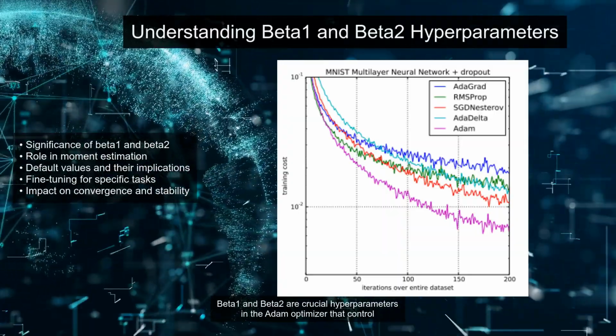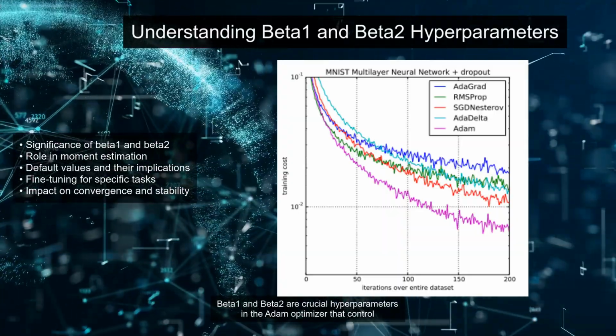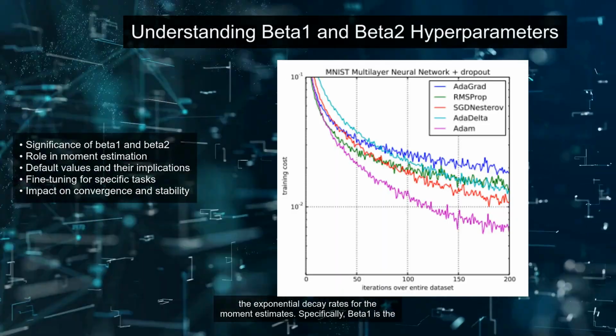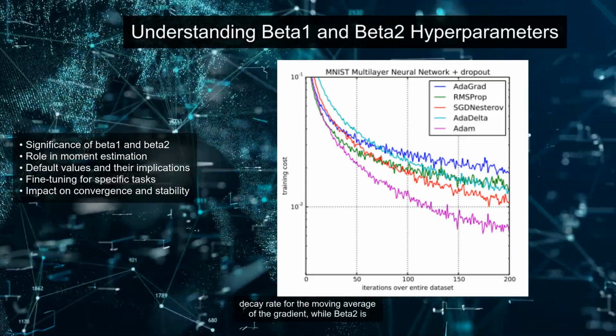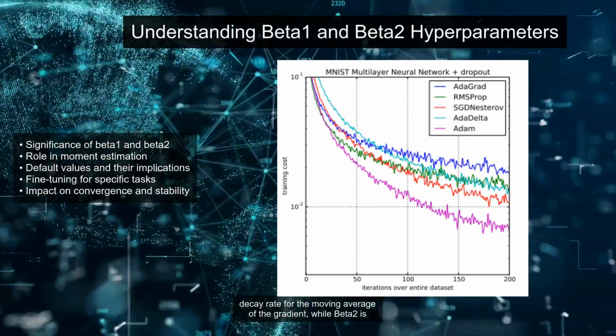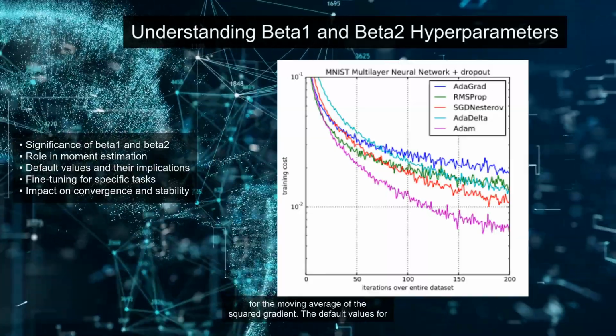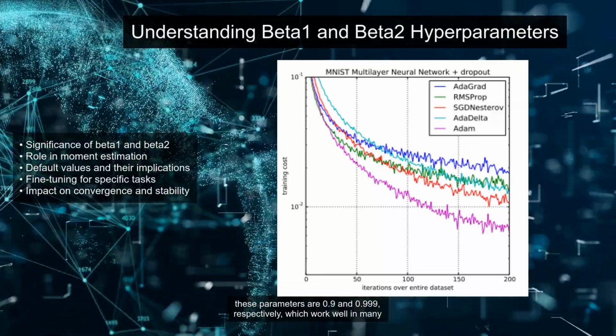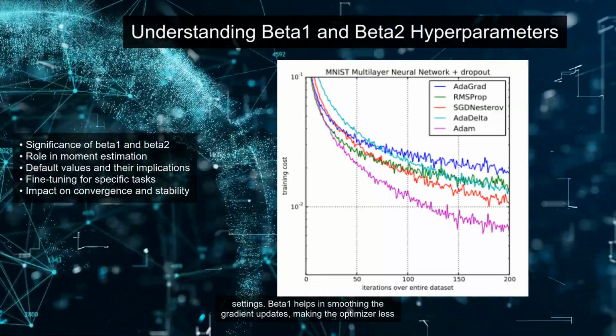Beta 1 and Beta 2 are crucial hyperparameters in the Atom Optimizer that control the exponential decay rates for the moment estimates. Specifically, Beta 1 is the decay rate for the moving average of the gradient, while Beta 2 is for the moving average of the squared gradient. The default values for these parameters are 0.9 and 0.999, respectively, which work well in many settings.